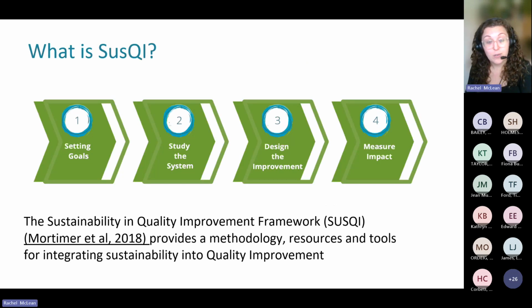So what is SusQI? SusQI is a framework for embedding sustainability into quality improvement. It's based on the model for improvement, and it's not designed to replace any quality improvement methodology or tools or resources, anything that you already use, but it's meant to complement and integrate into anything that's already existing within your organization. And it is broken down into 4 steps you can see on the screen.